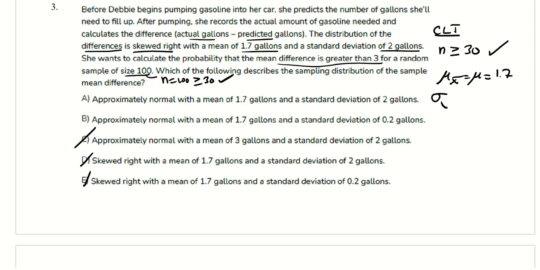The standard deviation is going to be the standard deviation of the population over square root of n, which is, they said, 2 gallons for the standard deviation here, over square root of n. N is 100, so it's going to be 2 over 10. Square root of 100 is 10, or 0.2. And so the answer has to be B, because you have 1.7 and then a standard deviation of 0.2.